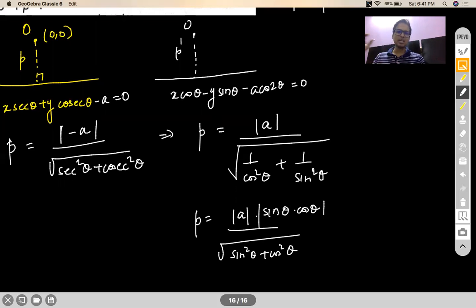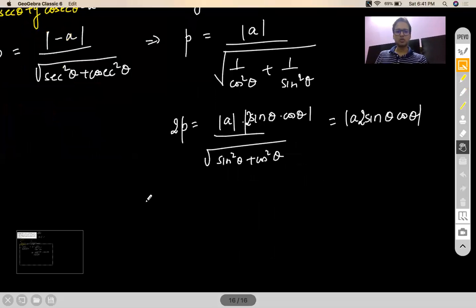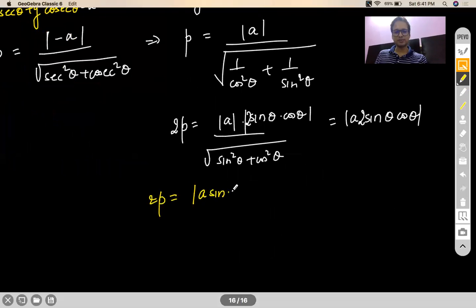So the moment there's an under root sign over a square, it will become mod and it will go up. Okay, this is anyways 1. So it is going to be mod of sine theta cos theta. If I multiply this with a 2, even this will become a 2. Let me just change it here also. That means 2p would be mod of a sine 2 theta.